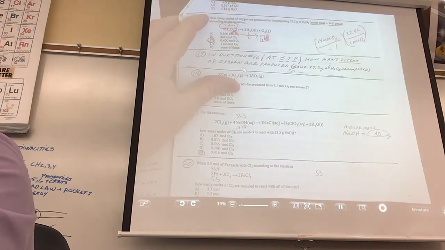Moles times what? To get liters, moles times what? What do you end up doing? Moles times what? 22.4. Go ahead and put that in the calculator.